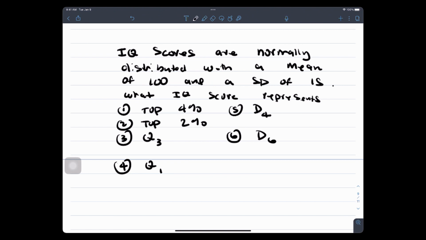Do you guys remember the meaning of the third quartile, the definition? That's the 75th percentile. Good. What about D4? That's the 40th percentile, and the 60th. So, ladies and gentlemen, I'm going to give you some time to do this. See what you get.